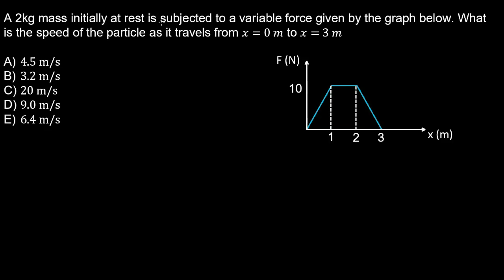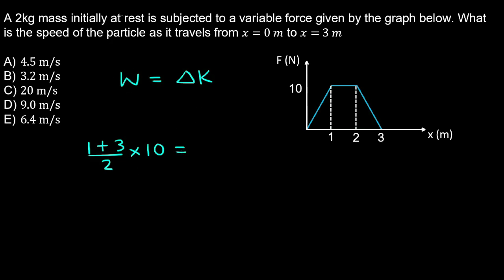A 2 kilo mass is initially at rest and subjected to a variable force given by the following graph. What is the speed of the particle as it travels from x equals 0 to x equals 3 meters? So here we can use the work kinetic energy theorem. And the work done by the force is the area under the force position curve. And the area of a trapezium is the average of the parallel edges, which is 1 plus 3 on 2. So that's x in meters, and multiply by the force, which is the height of the trapezium. So we get Newton meters or joules for units of work.